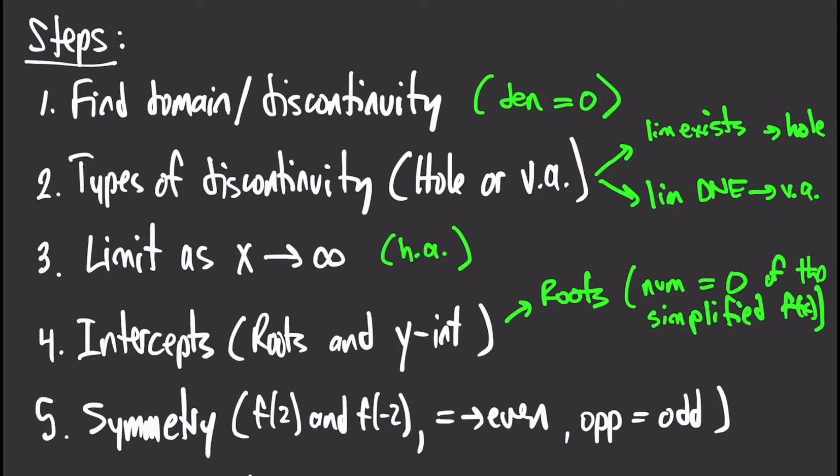Now, where do we get the y-intercept? We get the y-intercept, if you remember, by setting x equal to 0. And then whatever's left over for our y value, that's the y-intercept. Just a quick note here, remember if 0 is a root, that's also your y-intercept. You don't need to go any further.